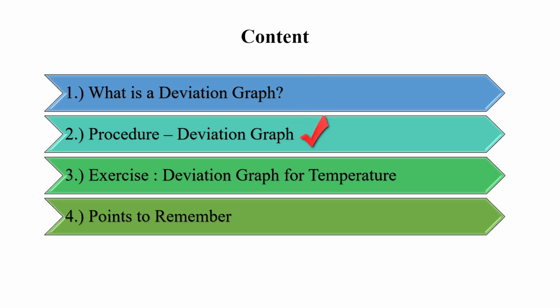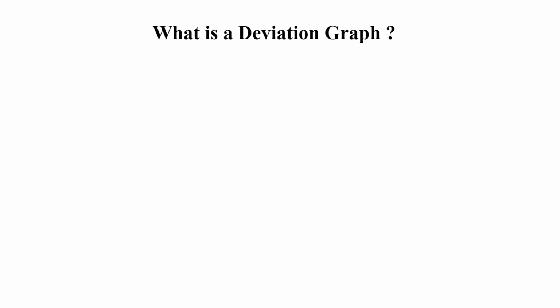Then we will see the procedure to make a deviation graph. Then we will do a small exercise on how to make a deviation graph with climatic data. Then we will see a small summary of what we have seen so far. So, what is a deviation graph and why do we need one?